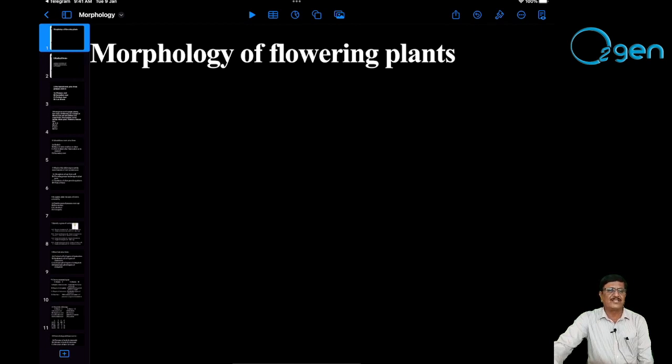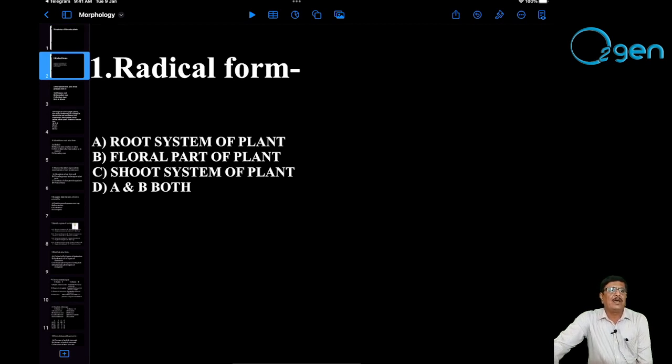Now we are discussing a few questions in morphology of flowering plants. Let me see them one by one. The first question: a radicle forms. In the seed, there are two parts in the embryo, radicle and plumule. The radicle forms the root system of the plant, whereas the plumule forms the shoot system of the plant. So for this question, option A, root system of the plant, is the correct one.